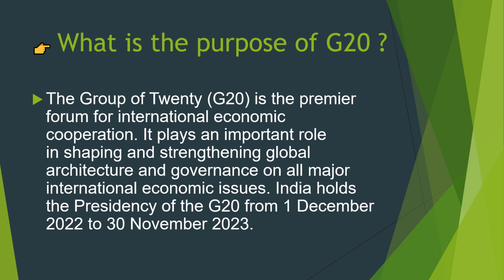Next is, what exactly is the purpose of G20? Like, why has this group of 20 countries come together, for what purpose? So the group of 20 is the premier forum for international economic cooperation. It plays an important role in shaping and strengthening global architecture and governance on all major international economic issues. India holds the presidency of the G20 from 1st of December 2022 to 30th of November 2023. So this is the period where India itself is holding the presidency of the G20 forum.